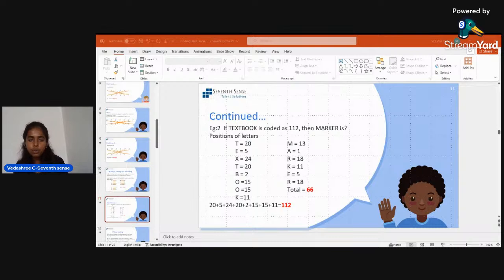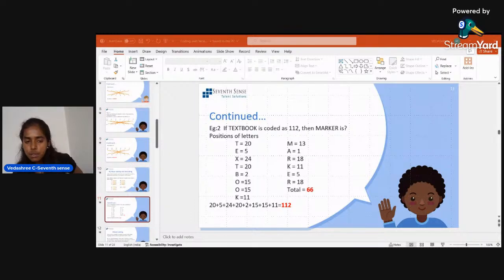If textbook is coded as 112. So in the starting of this topic, I have said the letter positions, right? So I have said the letter positions. So that is, what is the position for T? 20. What is the position for E? 5. Next, what is the position for X? 24. For T? 20, B 2, O 15 and O 15. Then K is equal to 11. So next we need to add these numbers. So if we add these numbers, we'll get 112.